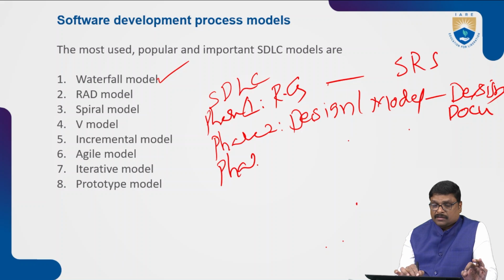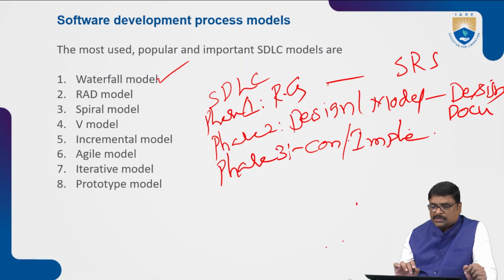Phase 3 is development, or as per the software engineering terminology, we call it construction of software or implementation, or different terminologies we can use as per the process model. What is the objective of this phase 3 in the software development lifecycle? The stakeholders who are involved are the developers, right? So they do the engineering.